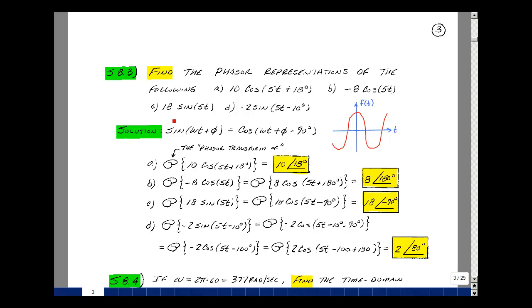Let's take this case then of 18 times the sine of 5t. So let's convert that to a cosine function by simply taking the angle here, which is 0, and subtracting 90 degrees from it. So our phasor then is 18 at angle minus 90.